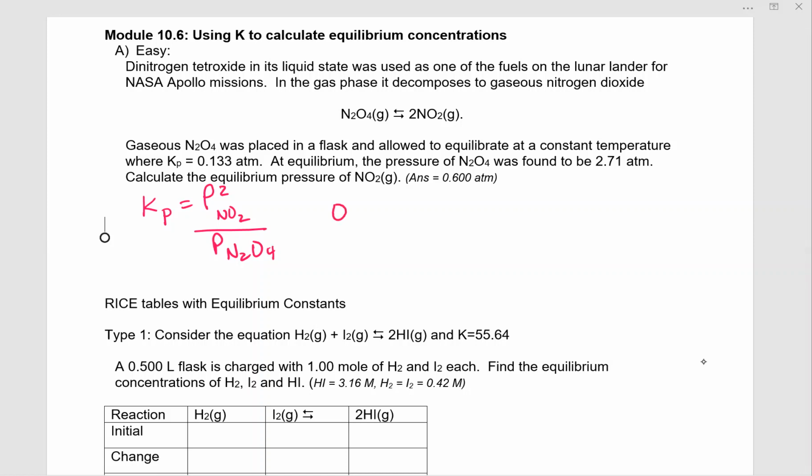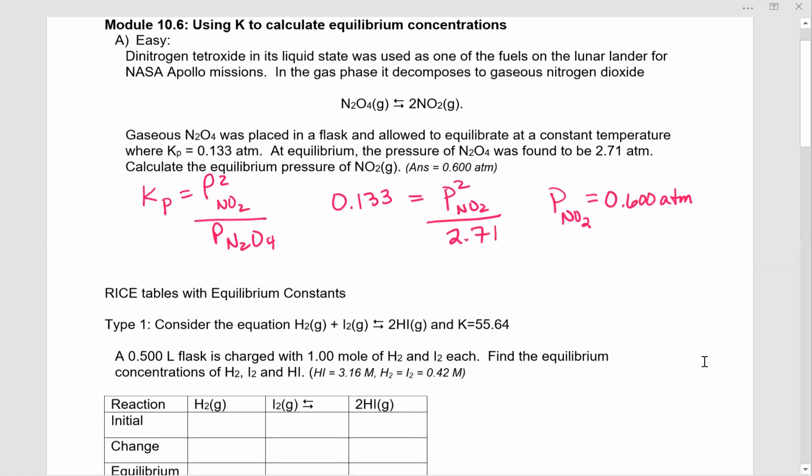We are told that K is 0.133, and that is going to be equal to the square of PNO2 over 2.71, and from that you should be able to calculate that PNO2, the partial pressure of NO2, is 0.600 atmospheres. So easy peasy, you know K, you know one of the values, you substitute in. But what happens if we don't know two of the values? Well, that brings us to ICE tables.